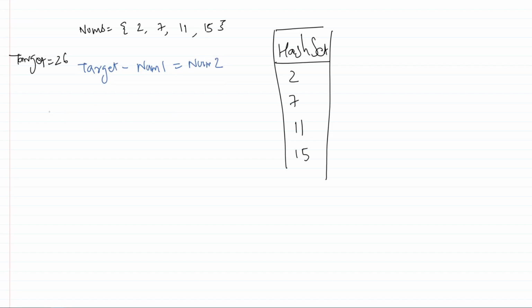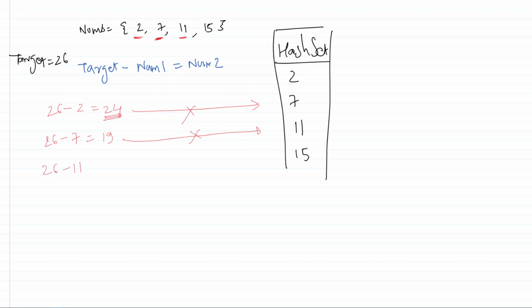Now let's say I am on the first position of the list and my target is 26. So does 26 minus 2, do I have this number in my hash set? In this case, it's not. So I move on to the next element, 7. 26 minus 7. Do I have 19 in my hash set? The answer is no. So you move on to your next index, 11.